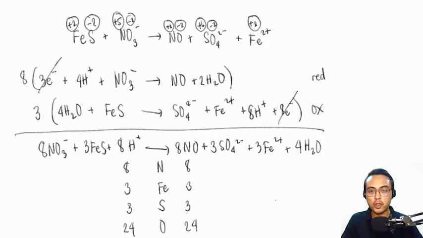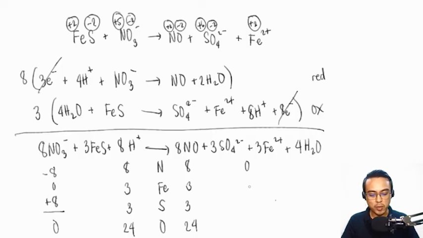How about the charges? For the charge balance, on the reactant sides, we have negative 8 coming from NO3. We have 0 from FeS, and then we have positive 8 from the H+. The total in the reactants is 0. On the product side, we have 0 from NO.